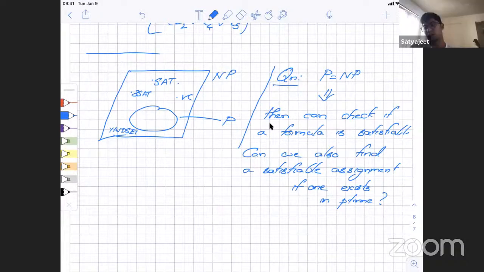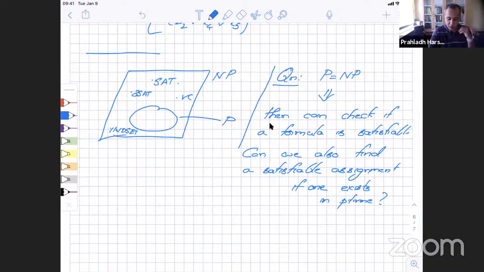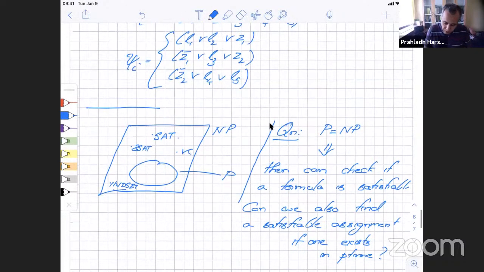Suppose I give you an independent set problem: an algorithm which will tell you, given a graph G and a number K, whether there's an independent set of size larger than K or not. Can you use this to construct an independent set of size K? This is what I'm going to call the search versus decision question.